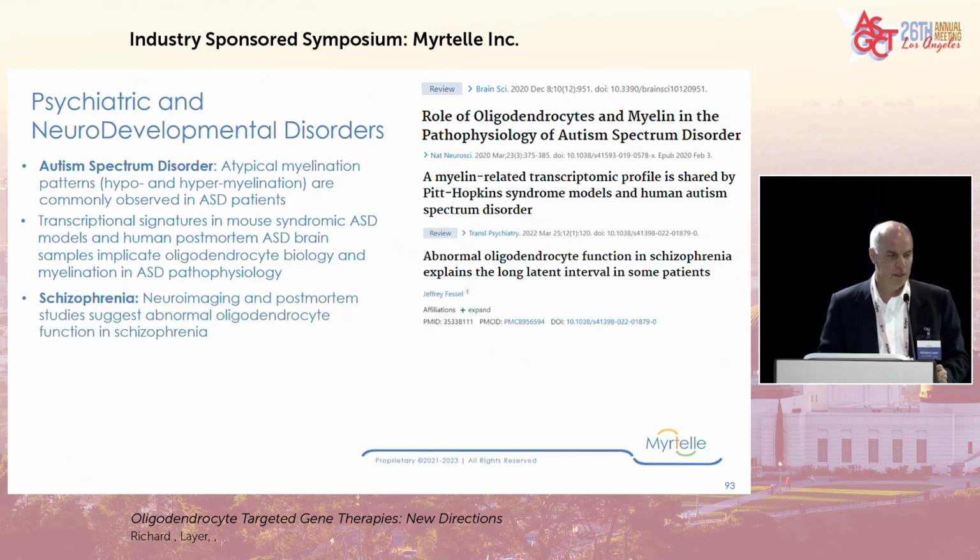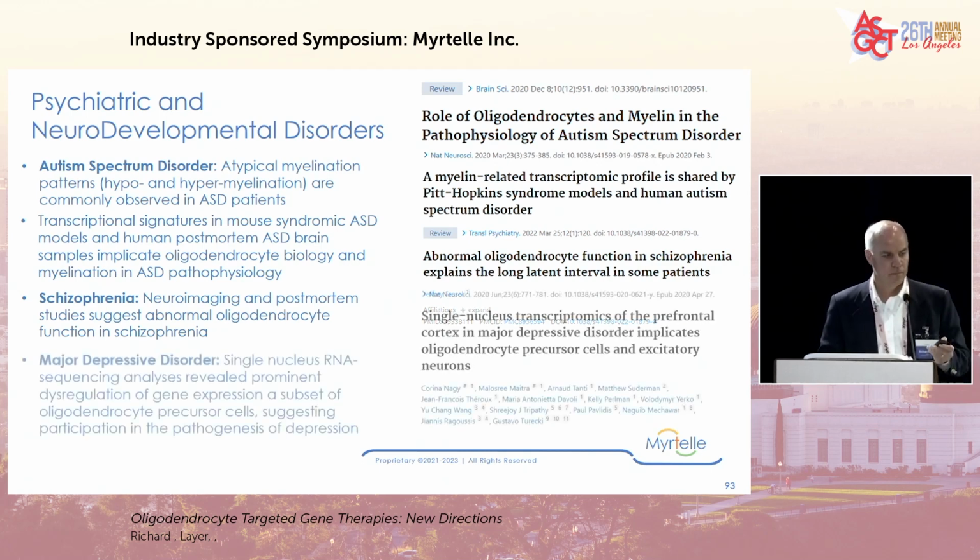In schizophrenia, neuroimaging and postmortem studies suggest abnormal oligodendrocyte function. Finally, in major depressive disorder, single nucleus RNA sequencing analysis reveals a prominent dysregulation in a subset of oligodendrocyte precursor cells, suggesting participation in the pathogenesis of depression.